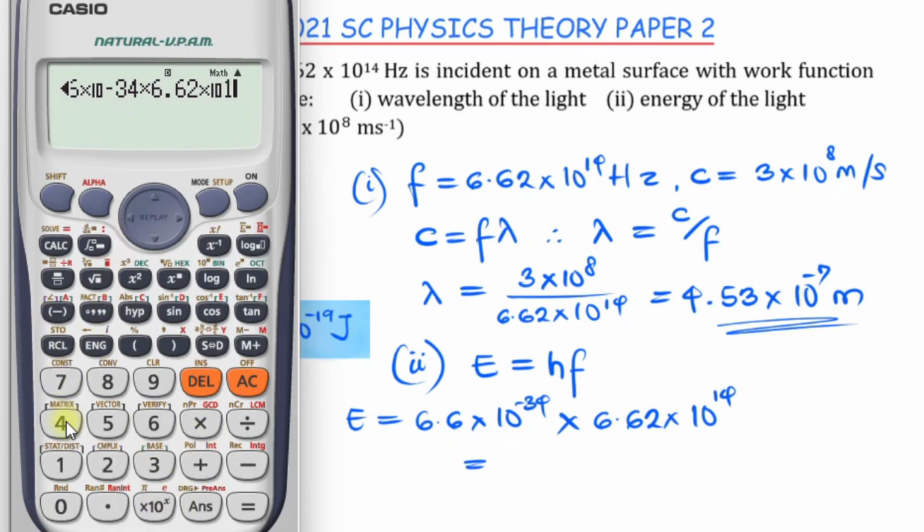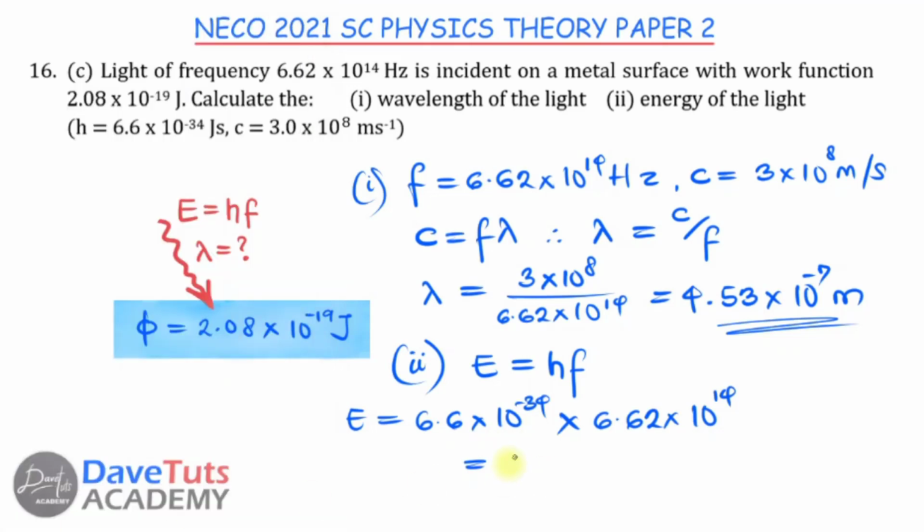So please just ensure that there's no mistake. You can check and check again that you put the values correctly, and you can solve for that. That's 4.3692 exponent minus 19, or I can say 4.37. So this is 4.37 exponent minus 19. And what's going to be our unit for energy? That is joules. So this is just how we go about solving this question, and will be good and fine.